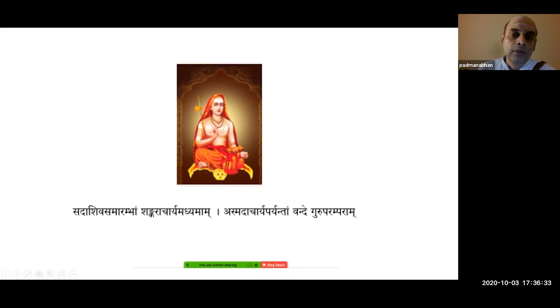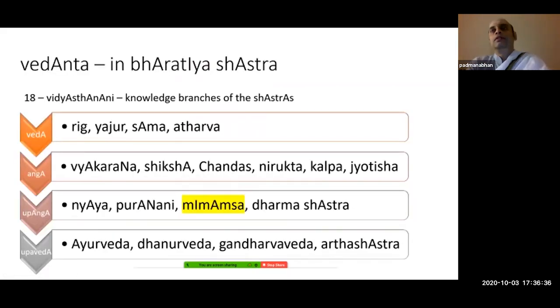With that in mind, since we start this lecture, you are all familiar with Vidyasthanas. So I'm just starting with a very high-level overview of that. There are 18 Vidyasthanas according to the Shabdakalpadruma, and they are all based on the four Vedas. Out of these, we see Vedanta as a part of the Mimamsa Shastra. There are different components of the Angas and the Upangas, which are all dependent on the Vedas, and Vedanta belongs to the Mimamsa Shastra.